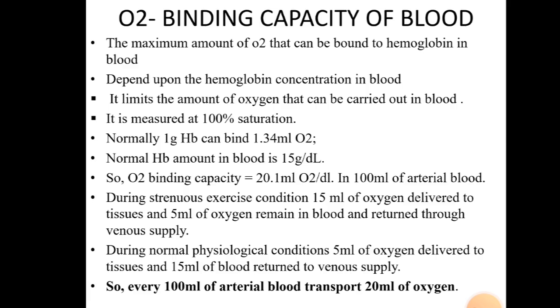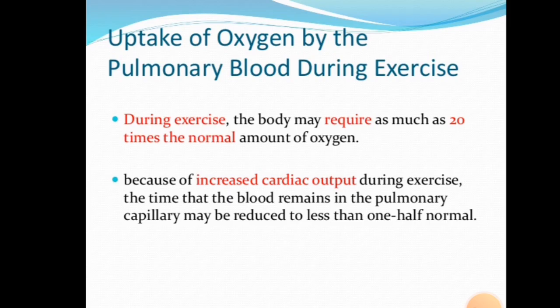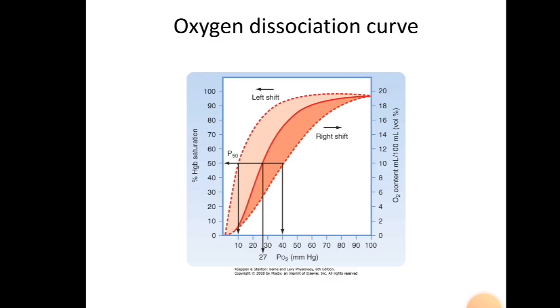During strenuous exercise, 15 ml of oxygen is delivered to tissue and 5 ml remains in blood and returns to the venous supply. During normal physiological conditions, 5 ml of oxygen is delivered to tissue, and 15 ml of blood returns, or we can say venous supply. So every 100 ml of arterial blood transports 20 ml of oxygen. Then uptake of oxygen by the pulmonary blood during exercise. The body requires as much as 20 times the normal amount of oxygen because of increased cardiac output, or the time blood remains in the pulmonary capillary may reduce to less than one half normal.